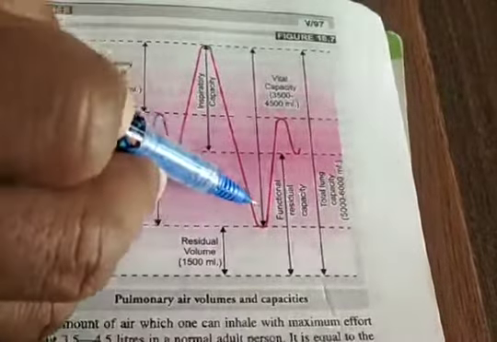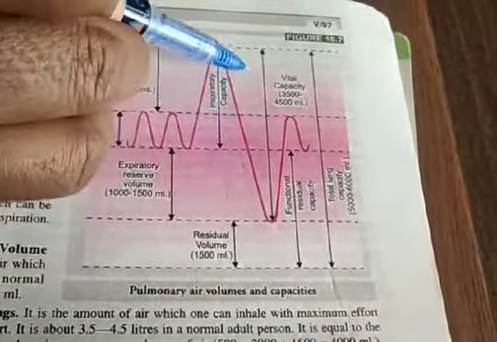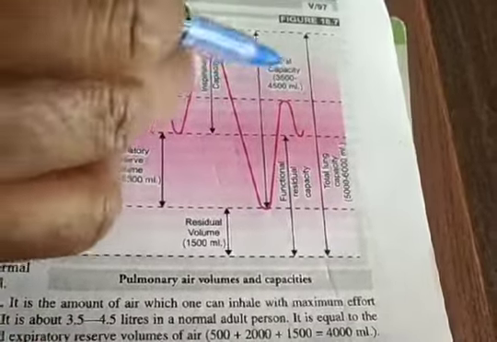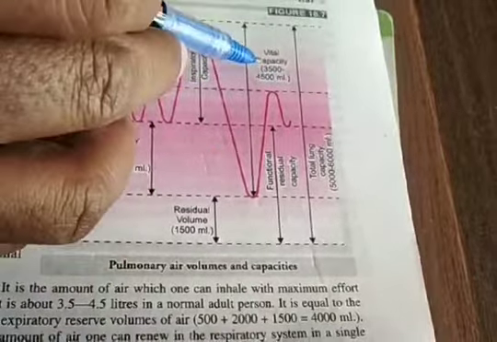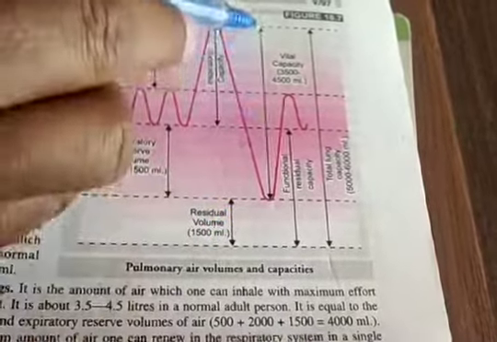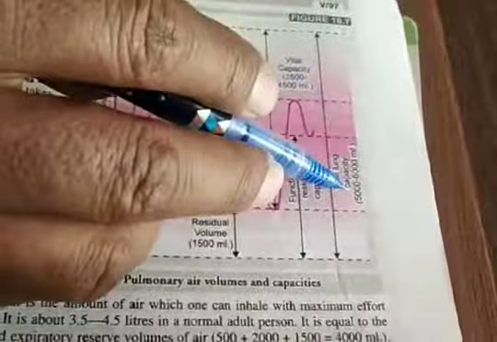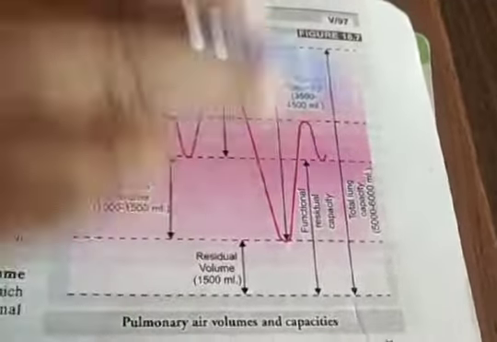See, this part completely is vital capacity, which includes TV, IRV and ERV. This is TV, tidal volume. This is IRV, inspiratory reserve volume. This is expiratory reserve volume. All these three added together will give us vital capacity. Finally, if in this vital capacity we add this residual volume, this part plus this part will give us total lung capacity, that is TLC, which is 5000 to 6000 ml.